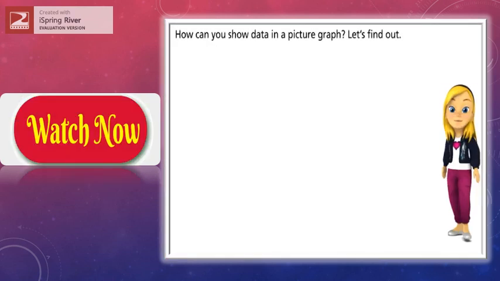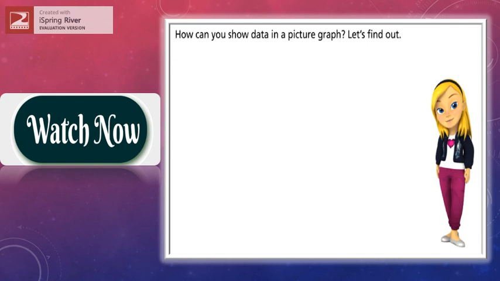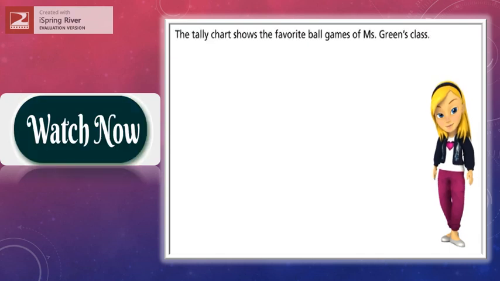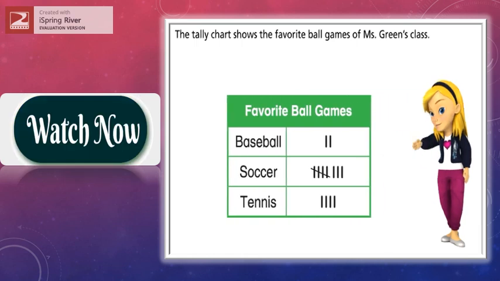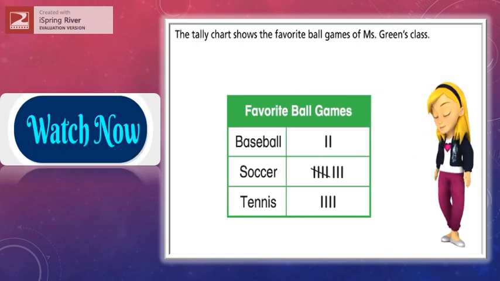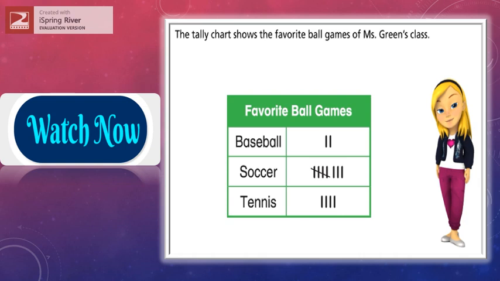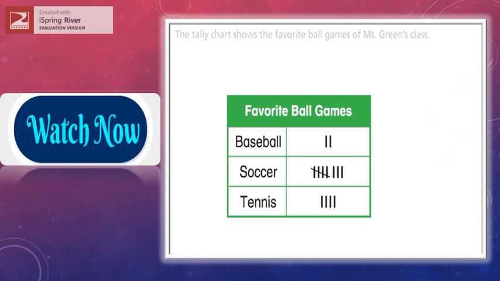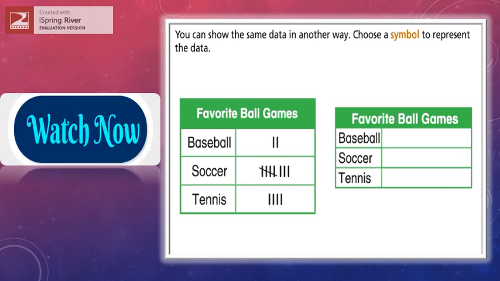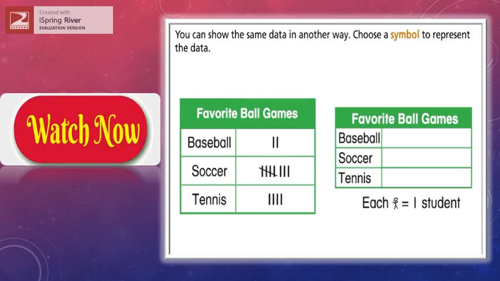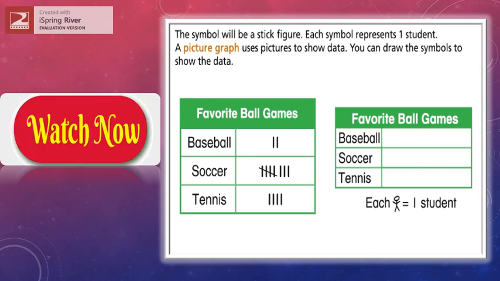How can you show data in a picture graph? Let's find out. The tally chart shows the favorite ball games of Ms. Green's class. You can show the same data in another way. Choose a symbol to represent the data. The symbol will be a stick figure. Each symbol represents one student. A picture graph uses pictures to show data. You can draw the symbols to show the data.